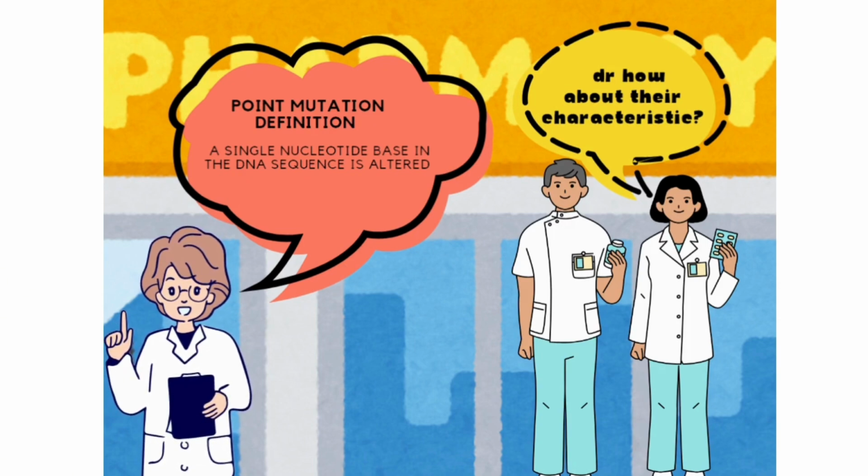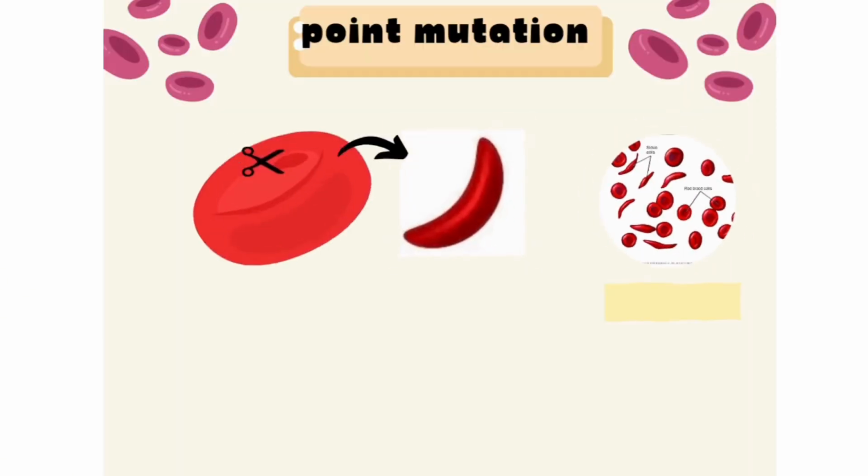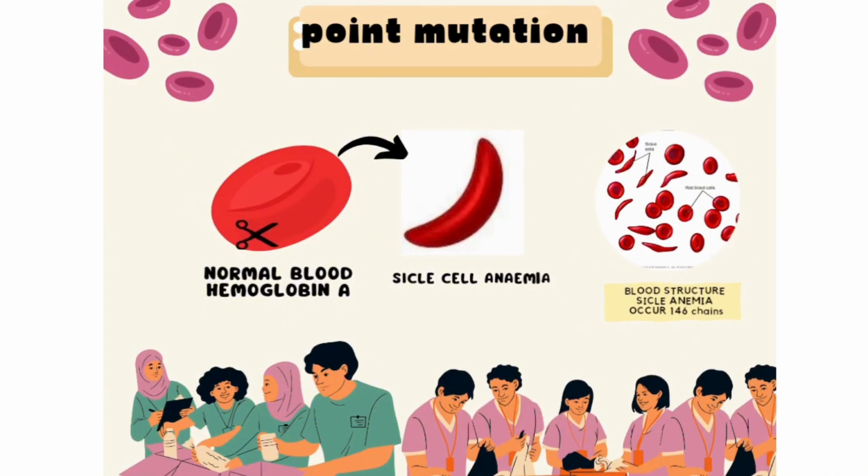You guys must be wondering, what does it look like? Here is an example result from point mutation, which is sickle cell disease. It is the result of one nucleotide substitution occurring in the hemoglobin gene, resulting in abnormal hemoglobin.